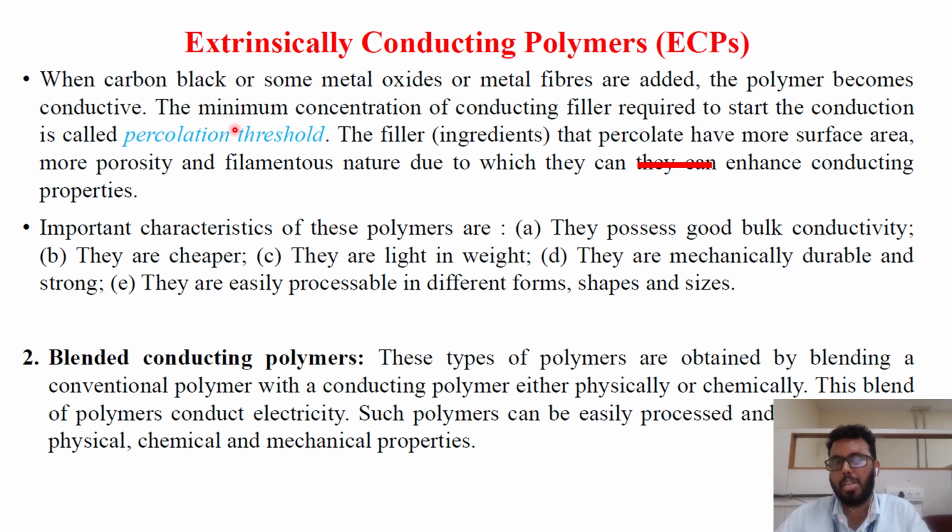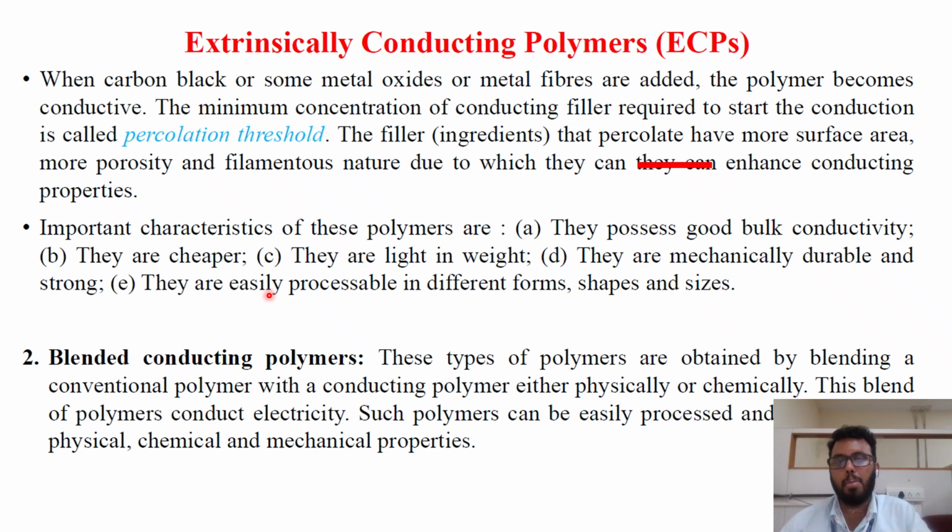The minimum concentration of the conducting filler should be optimized, and the concentration required to start the conduction is called the percolation threshold. The filler that percolates has more surface area, more porosity, and a filamentous nature. Due to these reasons, they can enhance the conducting properties. Important characteristics of ECPs include: they possess good bulk conductivity, they are cheaper, lightweight, and mechanically durable and strong. They are also easily processable in different forms, shapes, and sizes, depending on the application.